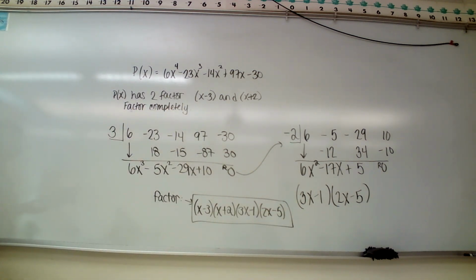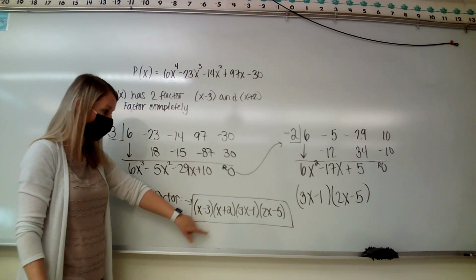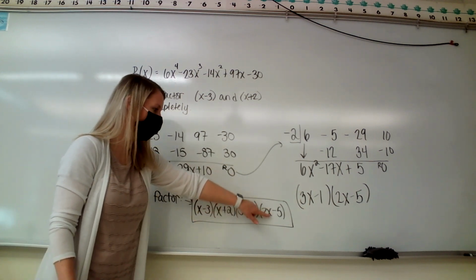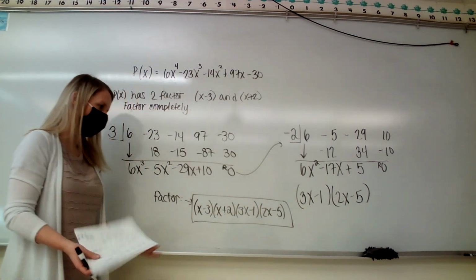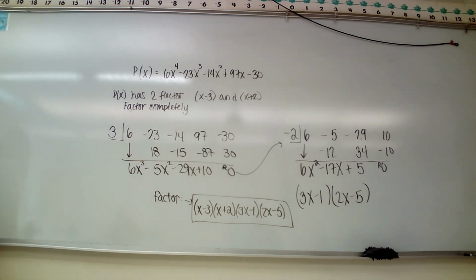If I said something like, hey, what are the zeros? You just do one extra step. The zeros would be 3, -2, 1/3, and 5/2. So just read the question. All stuff we've kind of dealt with, but it's just putting everything together.